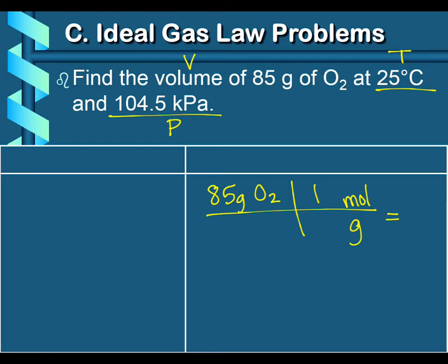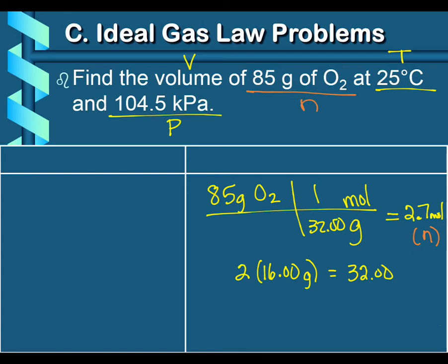I'm going to look at the periodic table. I know I have 2 oxygens, and each of those from the periodic table has a mass of 16 grams, which is 32. So I'm going to plug in my 32 right here and solve. I've been using the proper significant figures through all of this. So when I do that, this will give me 2.7 moles. Now I can plug that in as my value for N. My value for N, 2.7 moles.